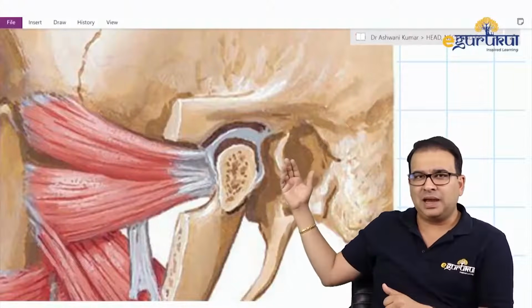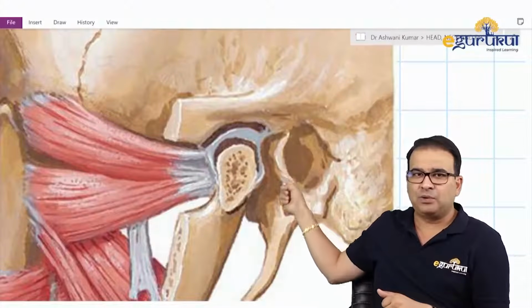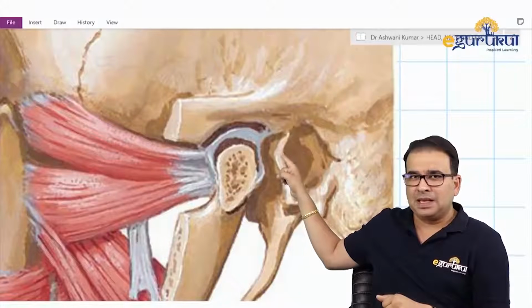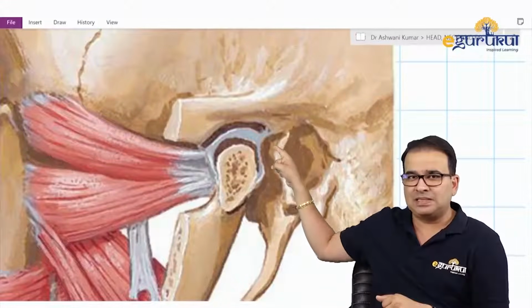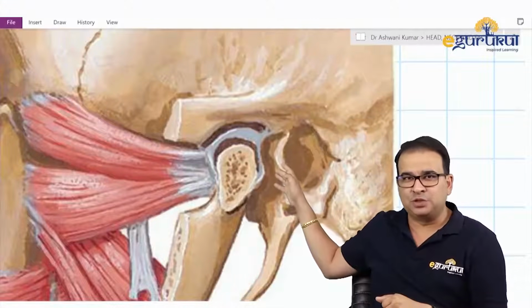What else? Posteriorly, this is an external auditory canal. So this here is a tympanic plate. That's again a part of the temporal bone. But the point to be noted is that the tympanic plate is separated from the capsule of the TMJ by some gap. Can you see that space over there? And this space in between is filled with adipose tissue.